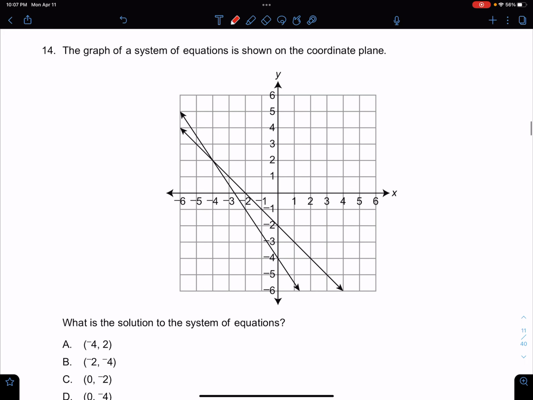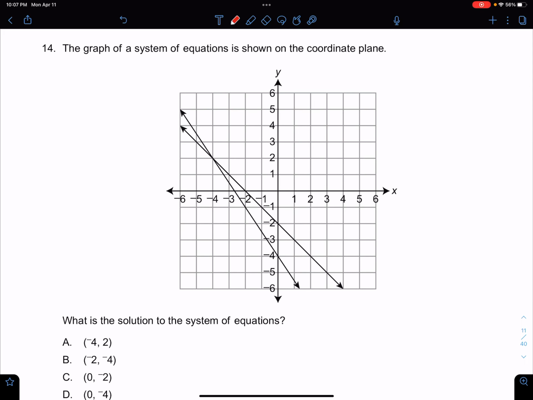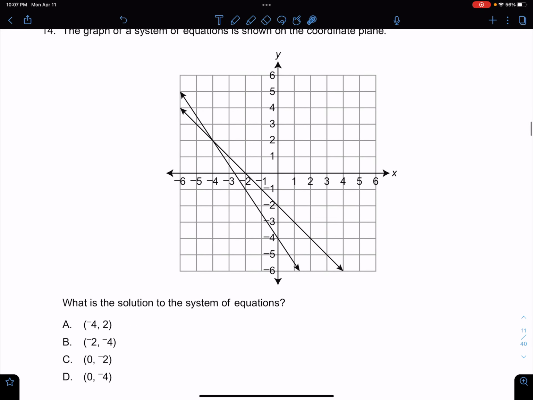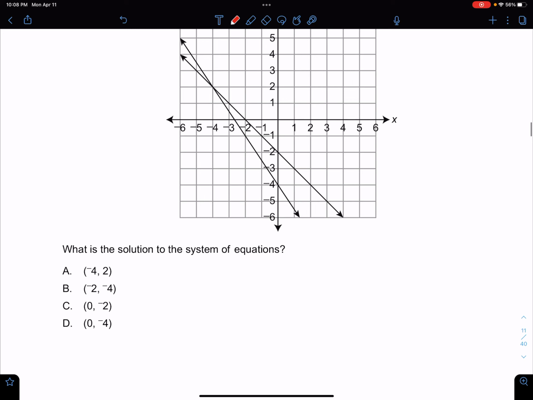Okay, so question 14 says the graph of a system of equations. Remember, system of equations just means more than one equation, right? So if we just have an equation, it's just one line. If I have a system of equations, it's multiple. So here they are on this graph. I have a line that goes right here and a line that goes right here. What's important to know is that anywhere these two lines cross, that's what we call a solution to our system. So a solution to a system of equations is anywhere where they cross.